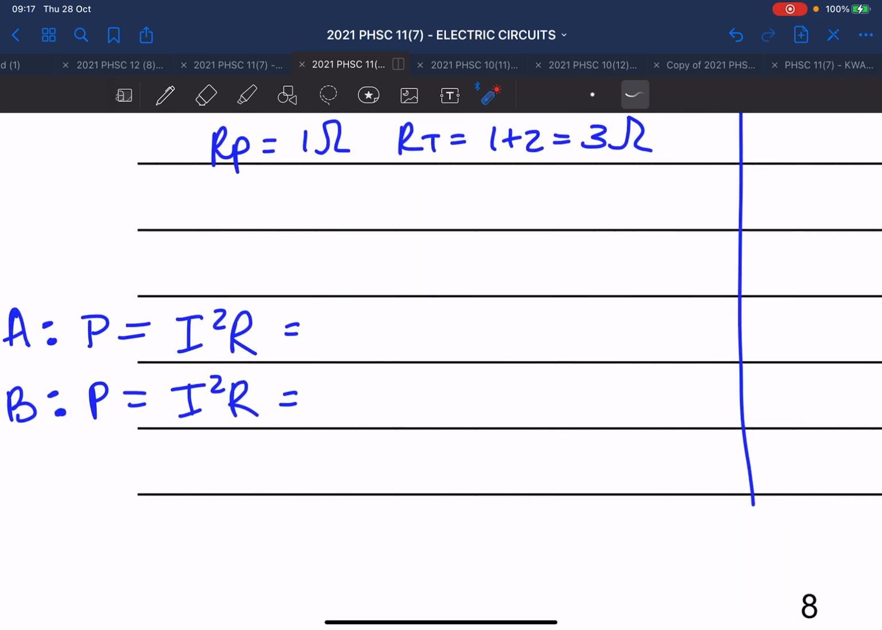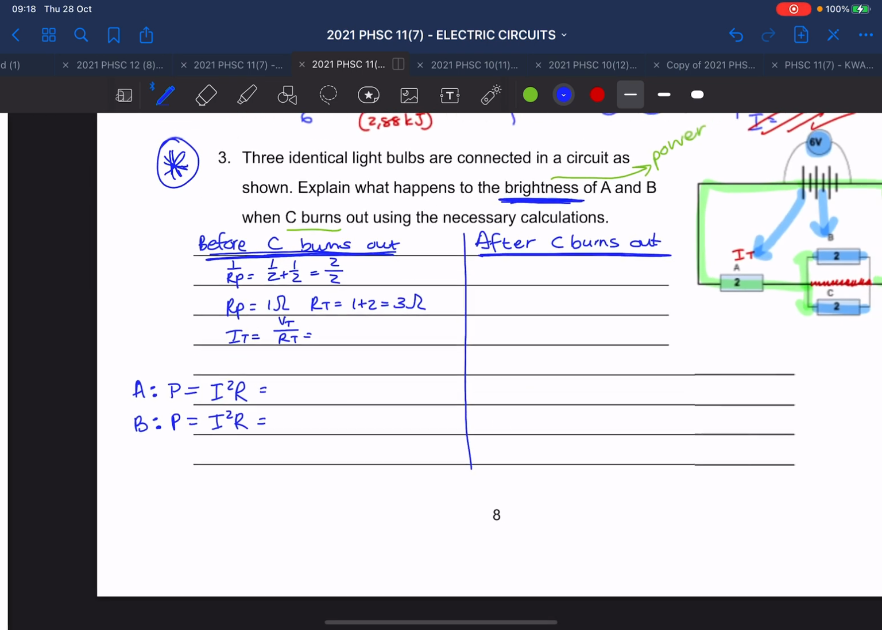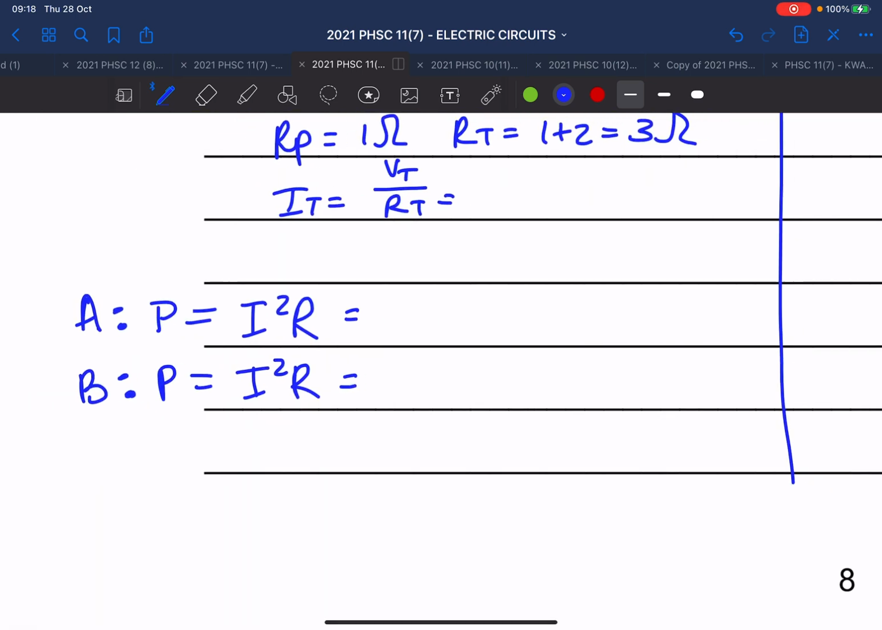Now I want the total current. Total current is the total volts over total resistance. The total volts, what was it? 6. 6 divided by 3, that gives you 2 amperes.